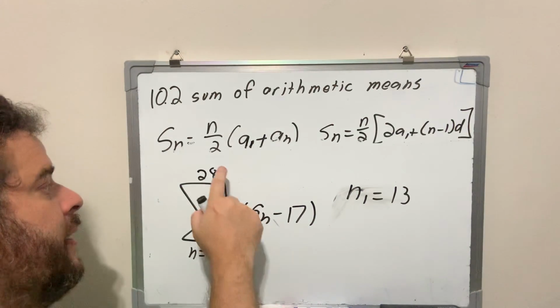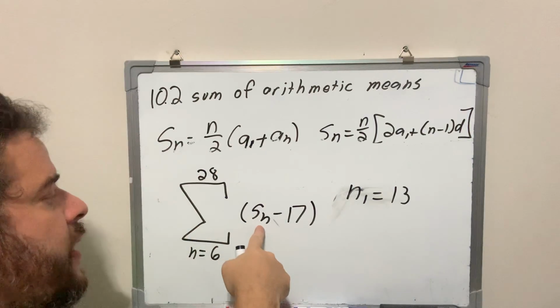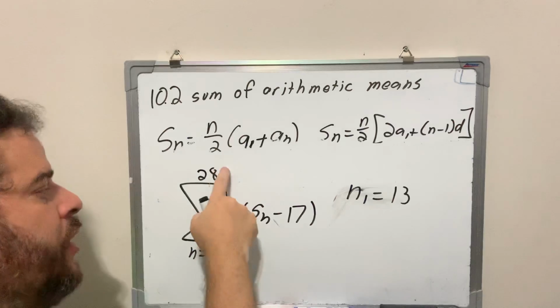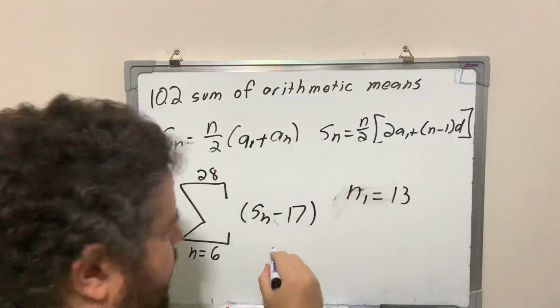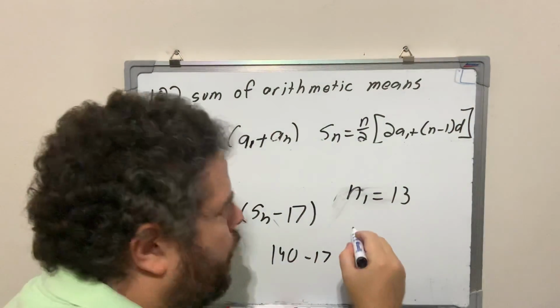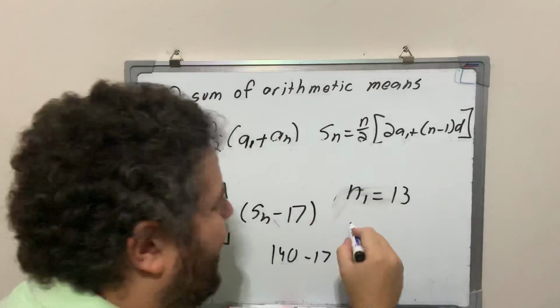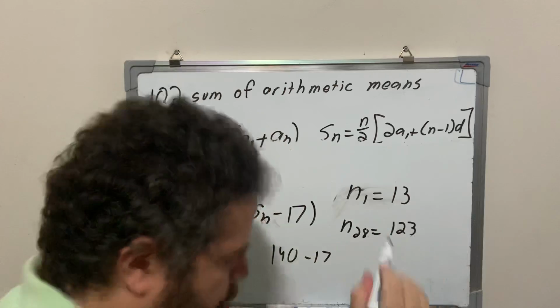Now I want to find my last term. You plug 28 in here. 20 times 5 is 100. 8 times 5 is 40. Add them, 140. Minus 17. 140 minus 17 is 123. So you know that your 28th term is 123.